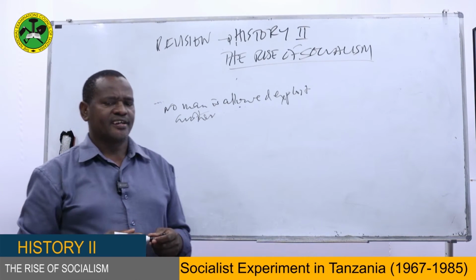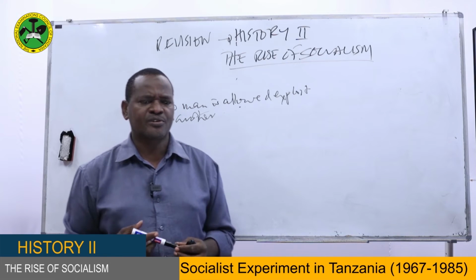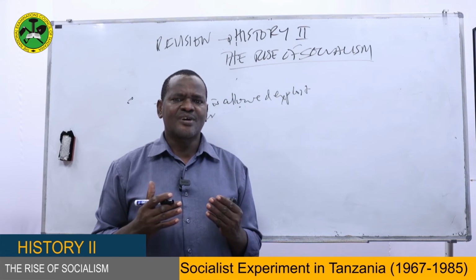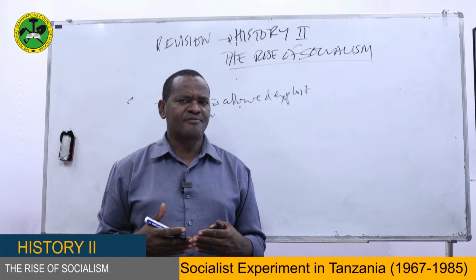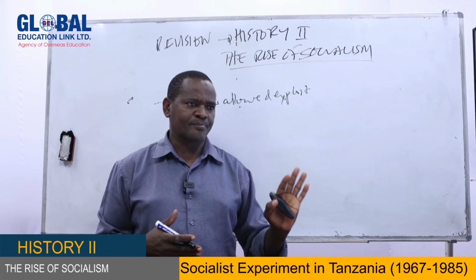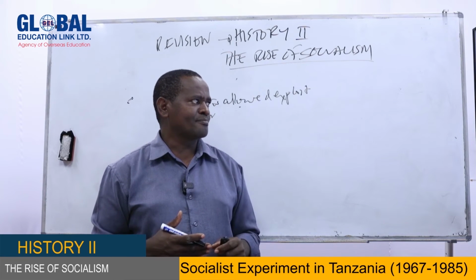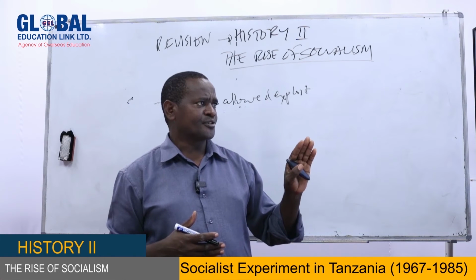In whatever way. And so for that case, if it is production, then all people should go to produce, provided you have the power to produce, provided you are able to produce. You have to go to produce. And this is what it means by no exploitation of man by man. This is the first very important principle of socialism.